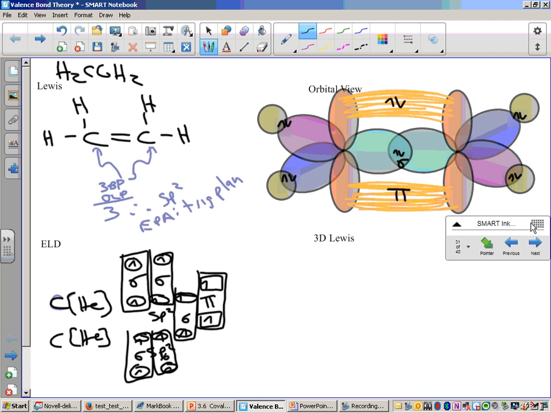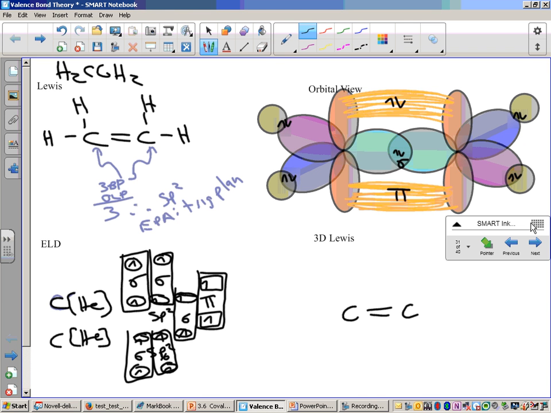3D Lewis diagram. Because we don't have to worry about drawing in the pi bond, in a 3D Lewis diagram we can put everything flat on the page. So I can take this and turn it a little bit and put it flat. I can just go C, double bond C. And now that I know that I've got sp2 hybridization, what are my angles going to be between my bonds here for sp2? What are the angles?